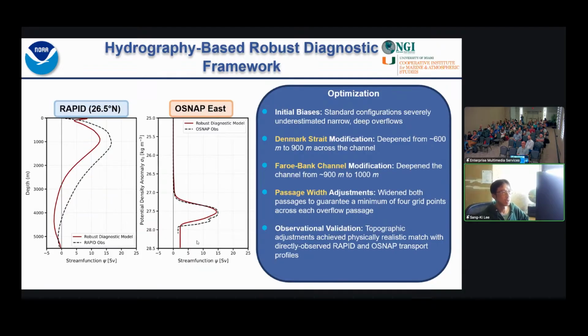However, initial runs of this model show that the AMOC transport, so this is the observation, this is the model result, across the RAPID line was too weak. If you look at OSNAP East, the deep overflow coming from the Nordic Seas passing the OSNAP line was underestimated, as you can see here. So we had to make some modifications. First, we deepened the Denmark Strait and the Faroe Bank Channel, and also widened these 2 channels to have at least 4 grid points across them.